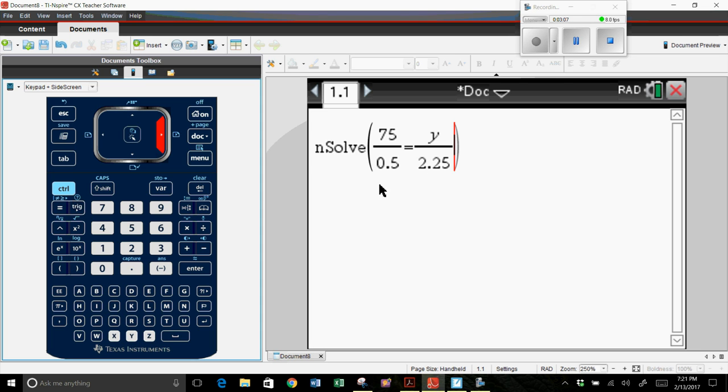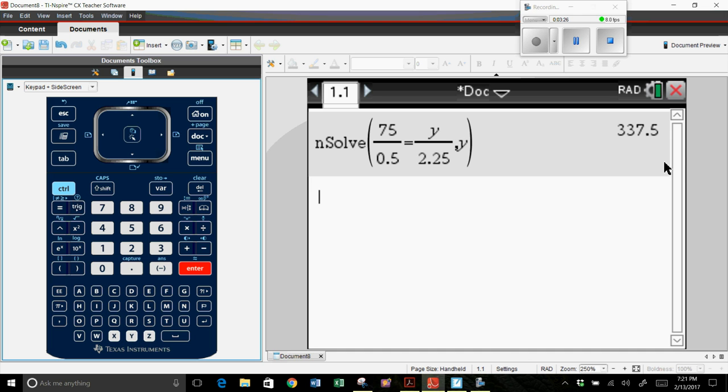Now, in order for numerical solve to give you the answer, once you're at the end of your equation, click on comma to cut it off. And now you tell the calculator what you want the answer to. We want the answer to the y, so we type in y. We press enter. My answer is 337.5. That is the value of y.